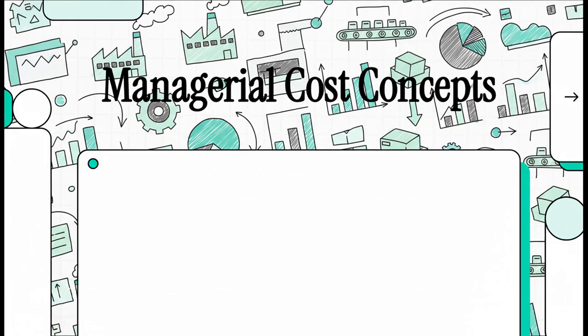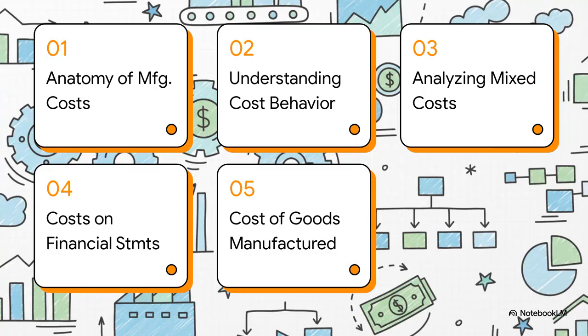Welcome. Today, we will conduct a rigorous examination of the foundational principles of managerial cost accounting. Our analysis is structured into 5 distinct sections. We'll begin with the anatomy of manufacturing costs, then move to understanding cost behavior, analyzing mixed costs, how these costs appear on financial statements, and we'll conclude with the cost of goods manufactured.